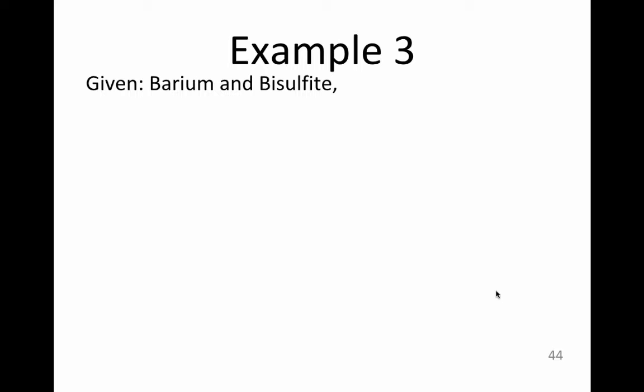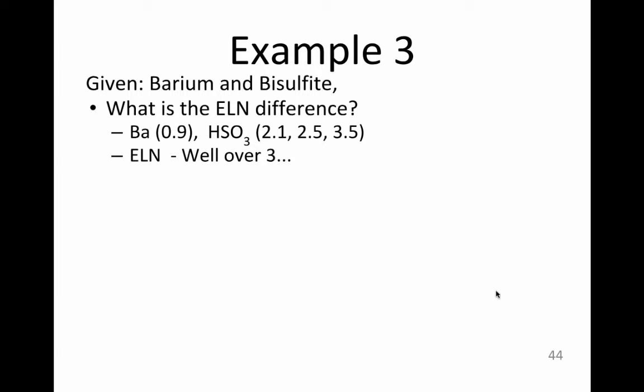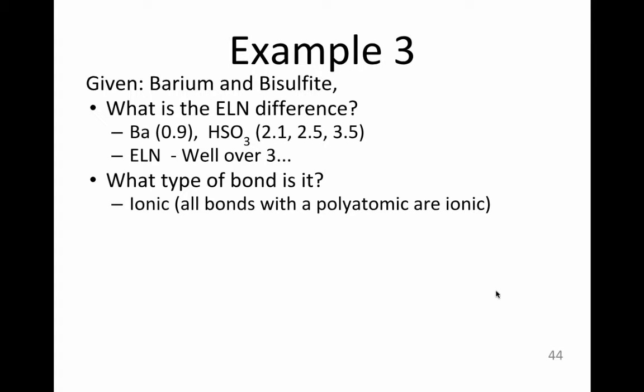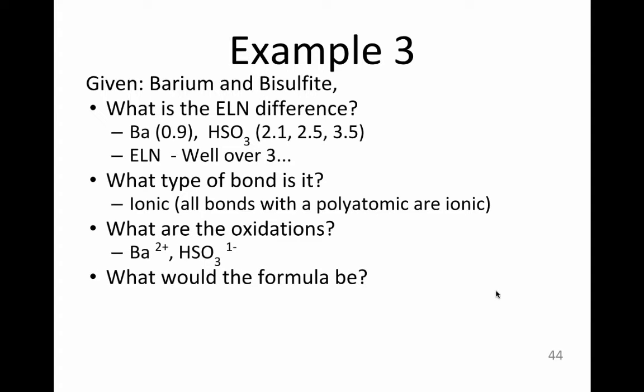Finally, example 3, if I gave you barium and bisulfite, the electronegativity difference is well over 3. So when they bond, this would be an ionic bond. Anything that involves a polyatomic is an ionic bond. The oxidations for barium are 2 positive and bisulfite is 1 negative. Notice that that formula did come directly from the polyatomic sheet that I gave you. Those oxidations would crisscross. You would have Ba, open a parenthesis, HSO3, close that parenthesis, 2.